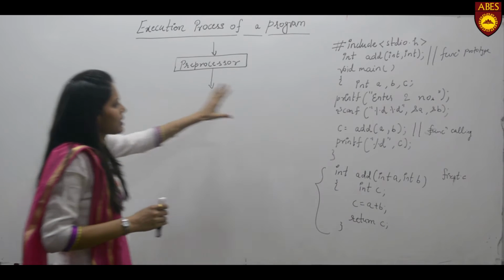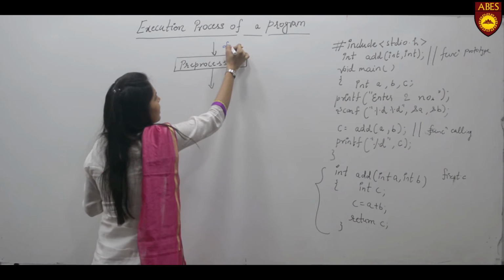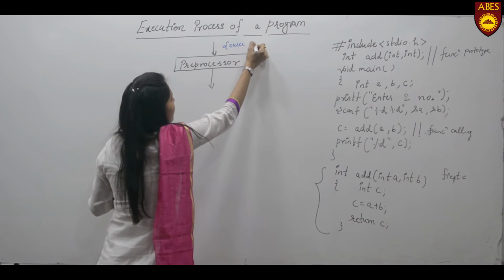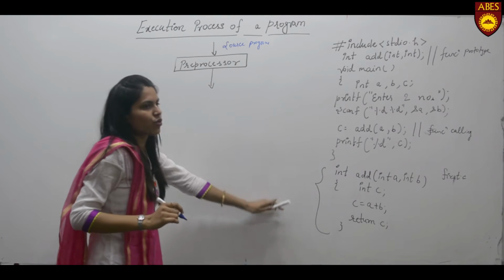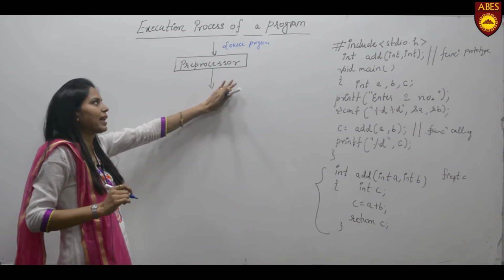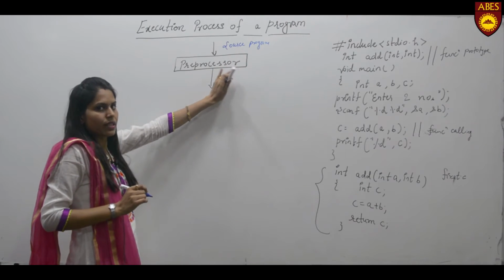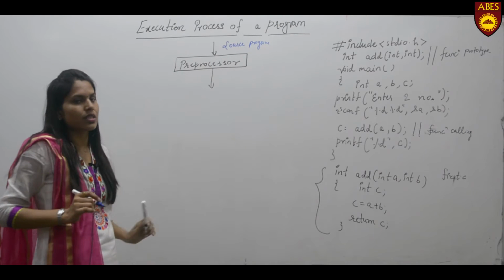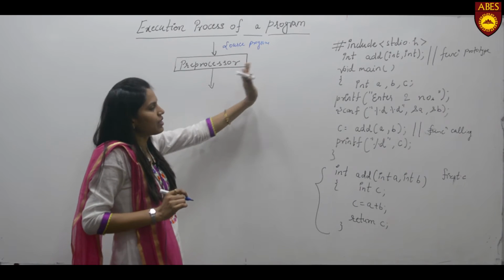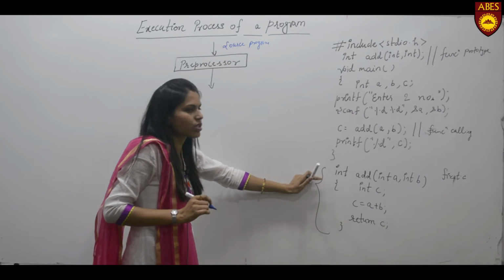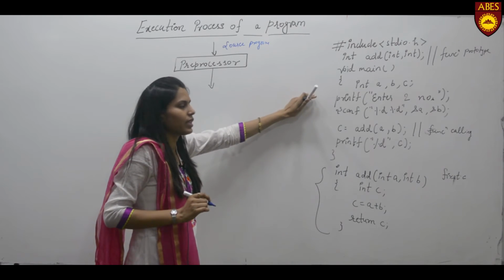First of all, this is our program. We can say it is a source program. First, this program goes to the first phase of the compilation process, that is the preprocessor. Means the input for the preprocessor is the source program. Now what does the preprocessor do? It will substitute all the directives in use in this program, like macros. It will substitute all the macro names with the original values.